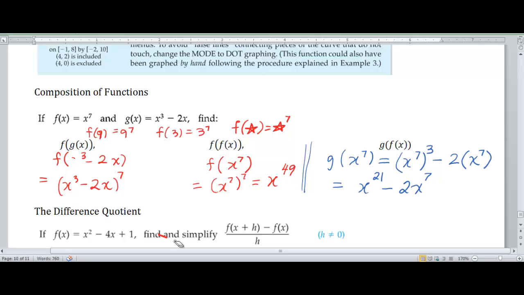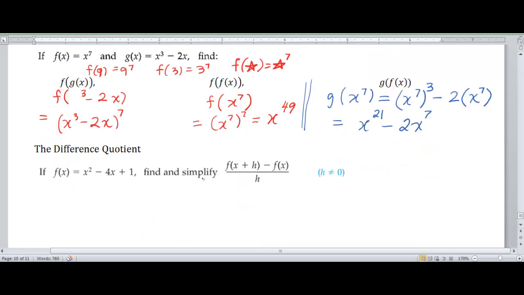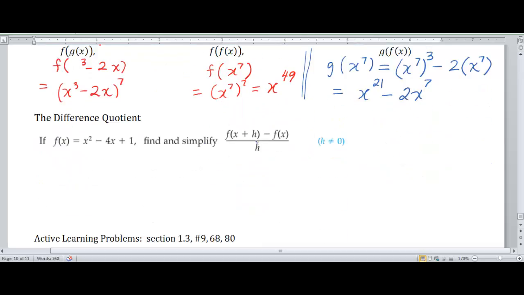We can do a composition of functions and apply it to a concept known as the difference quotient. Okay, so we're going to see this in calculus later. f of x plus h minus f of x all over h is known as the difference quotient. So let's do this in pieces. Okay, so first let's find f of x plus h. So every time you see an x, you're going to plug in x plus h. x plus h squared minus 4 times x plus h plus 1. Okay.